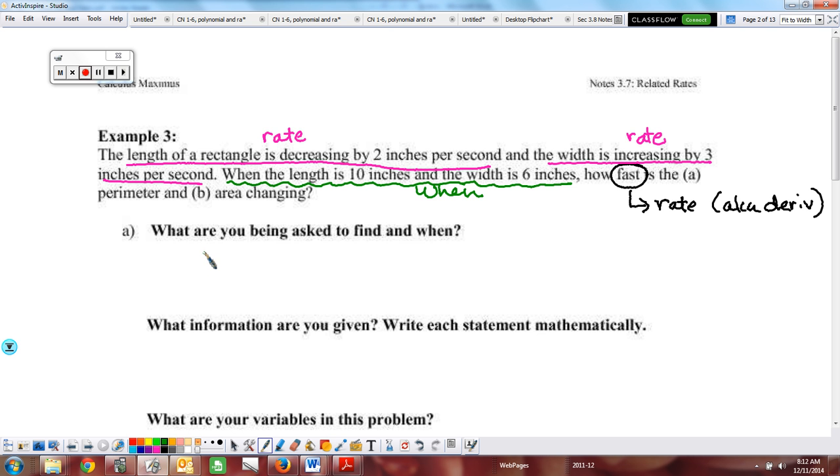So in your head, you're going to make a variable. You're going to set your quantity, a variable, for what you're looking for. We're looking at how fast the perimeter is changing. So I'm going to do P for perimeter.